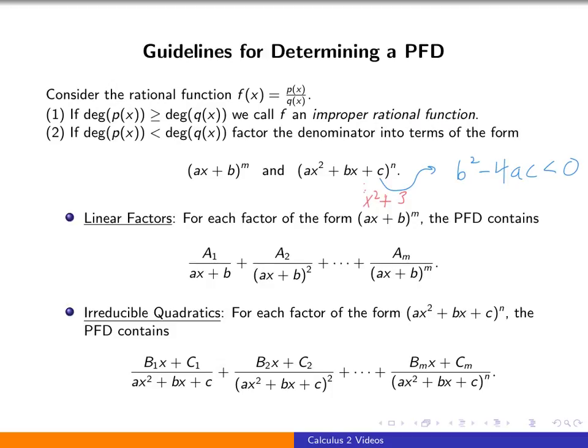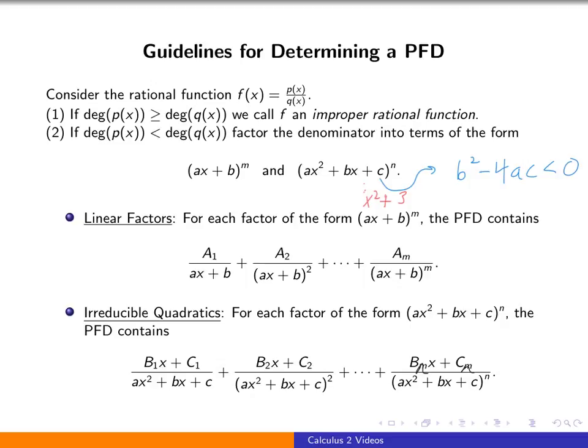So for each of the linear factors, if we have ax plus b to the nth power, for each power of that ax plus b, the first power, second power, third power through the nth power, you will have a term in the partial fraction decomposition. Similarly, for the irreducible quadratics, if it's raised to the nth power, you have a corresponding term for each of those. But because it's a quadratic, we balance that out in the top by making it a constant x plus a constant. So b1x plus c1, b2x plus c2, and so on. And that should be an n and an n.